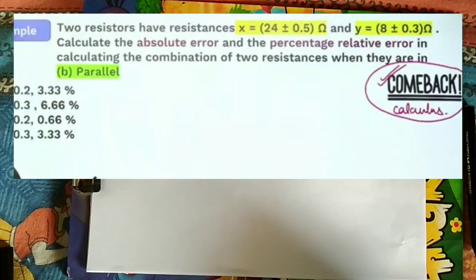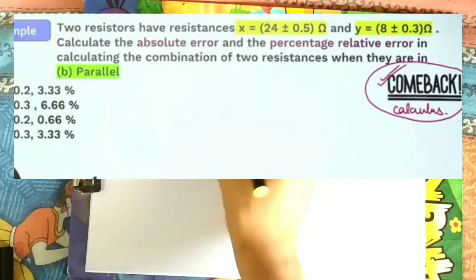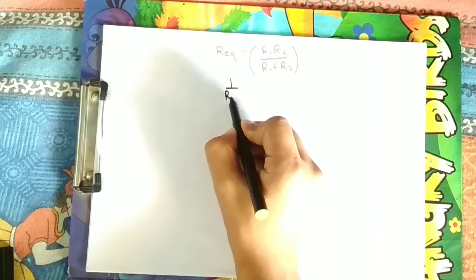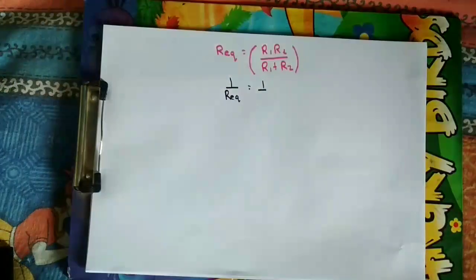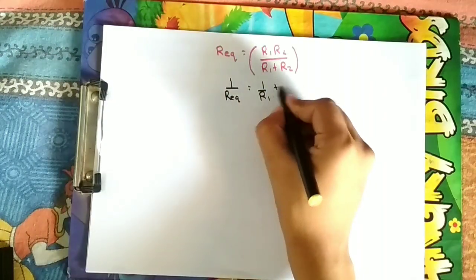At last, I will take an advanced illustration. The question is, two resistors have a resistance X equal to 24 plus minus 0.5 ohm and Y equal to 8 plus minus 0.3 ohm. Calculate the percentage relative error in calculus type of question. So here we will go from basics. We know 1 upon R equivalent is 1 upon R1 plus 1 upon R2.